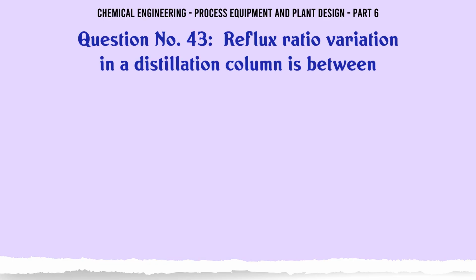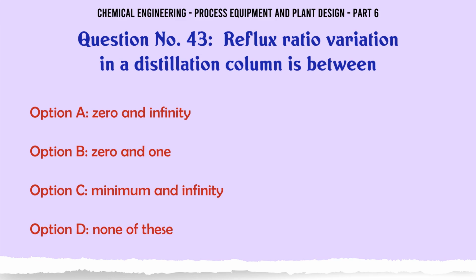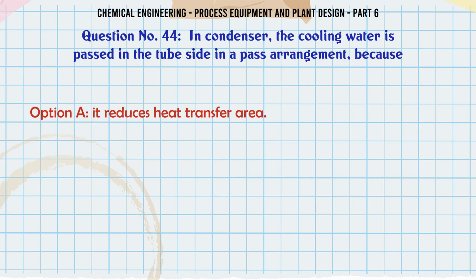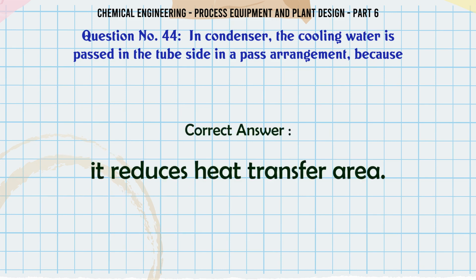Reflux ratio variation in a distillation column is between A. 0 and infinity, B. 0 and 1, C. minimum and infinity, D. none of these. The correct answer is minimum and infinity. In a condenser, the cooling water is passed in the tube side in a multi-pass arrangement because A. it reduces heat transfer area, B. more thinner tubes can be used, C. pressure drop is reduced, D. it makes condenser compact. The correct answer is it reduces heat transfer area.